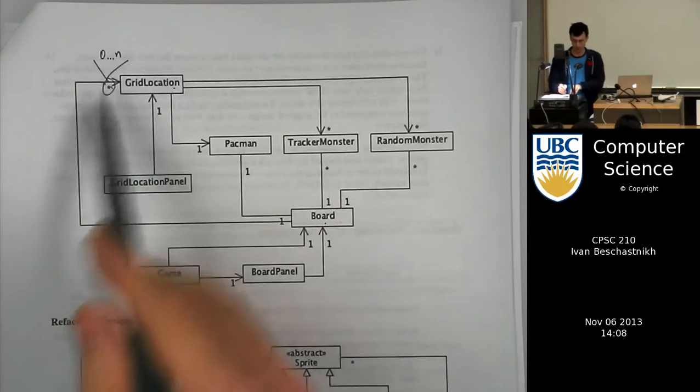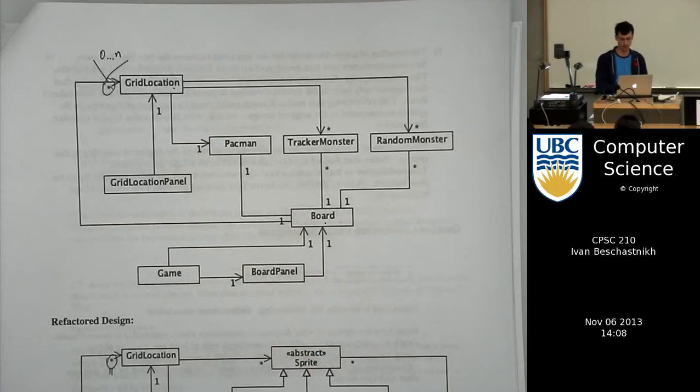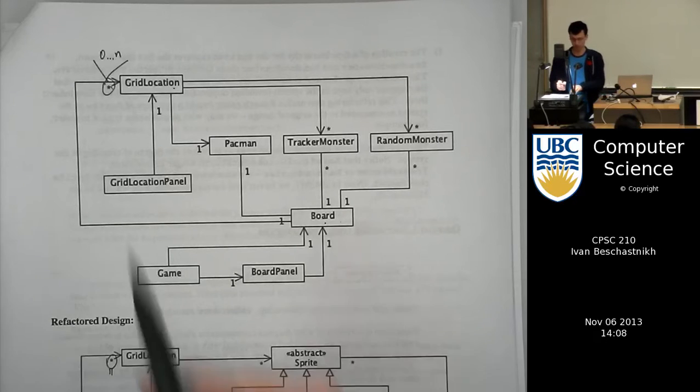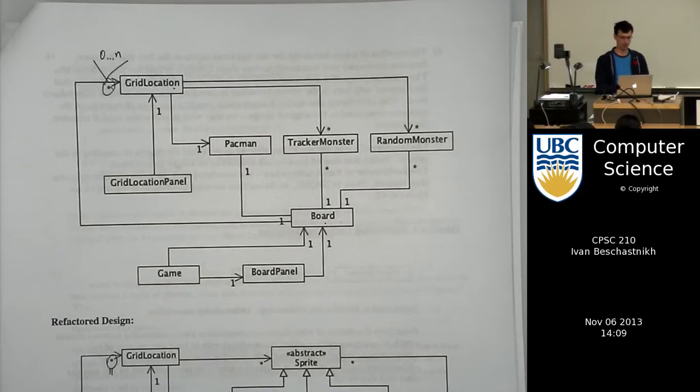So the first one was unidirectional, right? The way you would know it's unidirectional is because you would go to the grid location and you'd say, does my grid location know about the board? And at the very top, no fields defined to track the board. So you know there's an arrow on this edge. Then you go back to the board. You say, okay, what else does it know? It knows about Pacman.